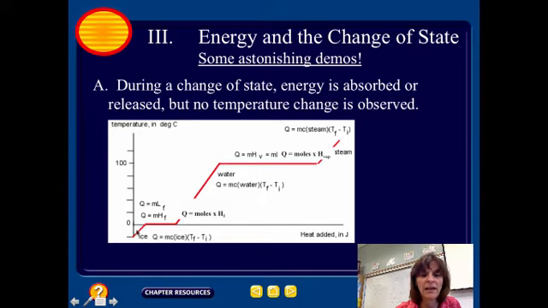If you had some ice, you'd heat it up to 0, and then you wouldn't have any temperature change for a while as you're adding heat, and it was melting. Once it's all melted, then it can start absorbing heat again till it starts boiling. It'll absorb heat, notice a lot more heat, until it's all evaporated, and then the steam can be heated up. So this represents the change of temperature versus heat added for water going through phase changes.